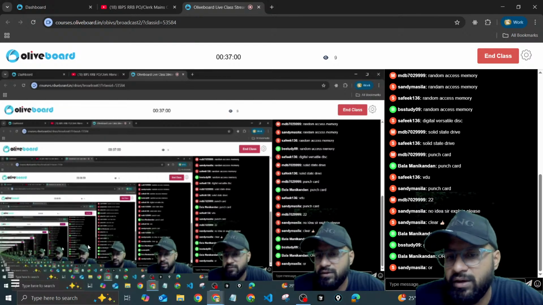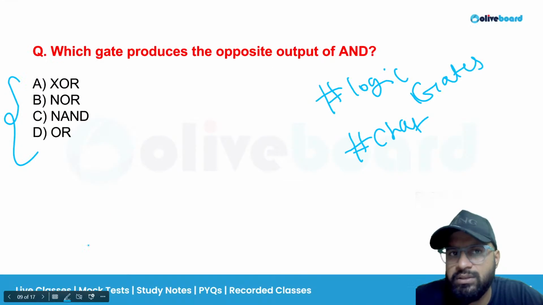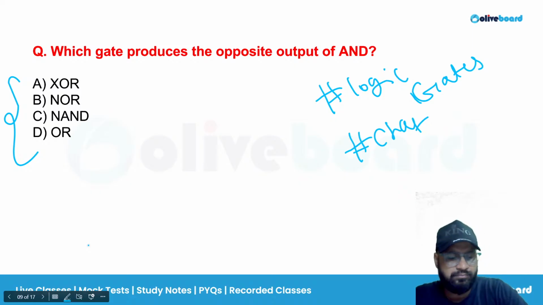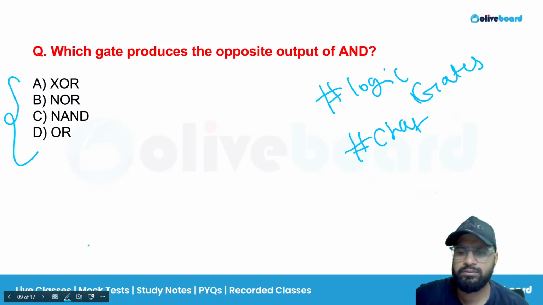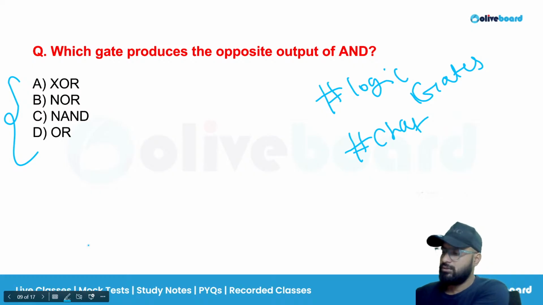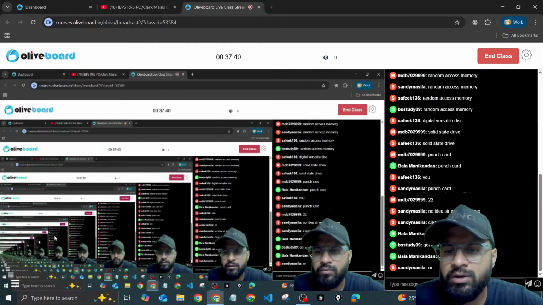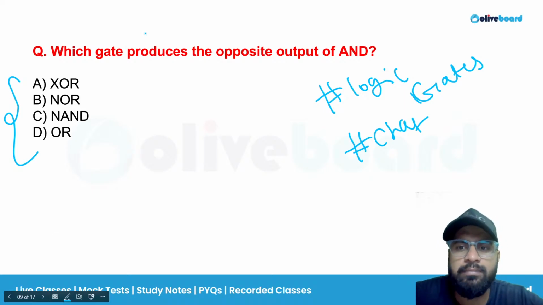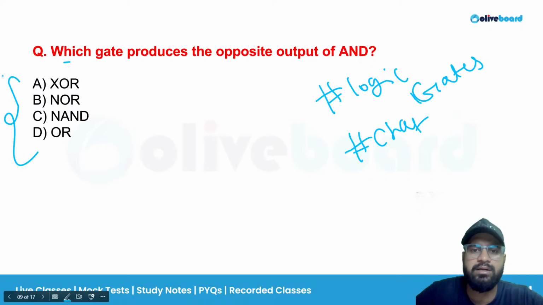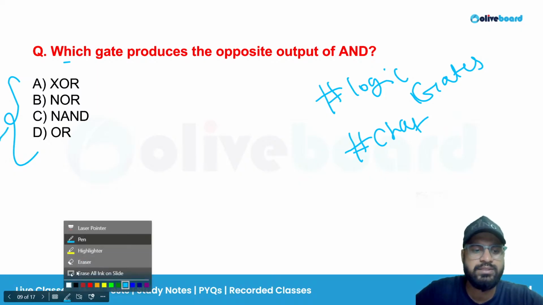We are getting some answers like OR gate, OR gate. What about other students? What will be the correct answer for this? We are talking about the logic gates. So you will get a question from logic gates as well as the number system.